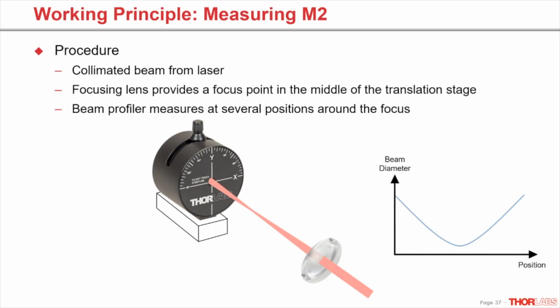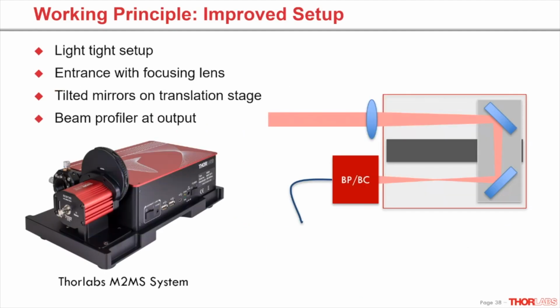The setup shown here is very space consuming. Further, the heavy beam profiler needs to be moved, which, especially with the mechanical slit version, may cause additional noise to the measurement. Therefore, the Thorlabs M-square measurement system looks a bit different. The beam profiler sits steadily mounted on the exit port of the device, with an appropriate focusing lens on the entrance.